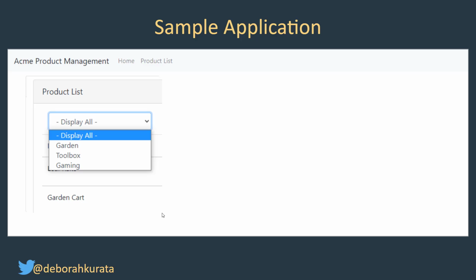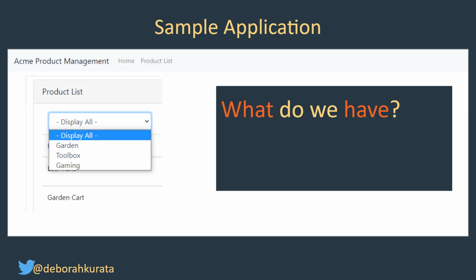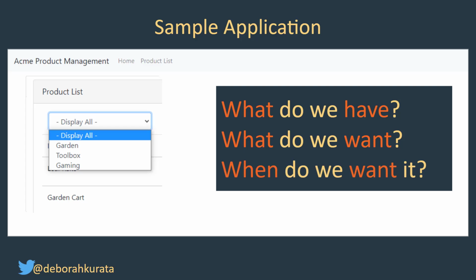All right, so what are we going to do? How do we begin to attack this as developers? What do we have? Well, we have the category that the user is going to pick. We have that action that the user is going to do. What do we want? We want all of the products for that category. Okay, so what do we have? We have the action. What do we want? We want the list of products only for that category. When do we want it? Anytime the user performs that action, anytime they pick a new category.